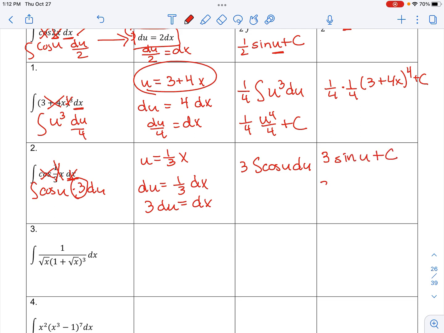I need my answer in terms of x's. U is the same as 1/3 x, so I'm going to plug that back in. So this is the answer that I'm looking for.